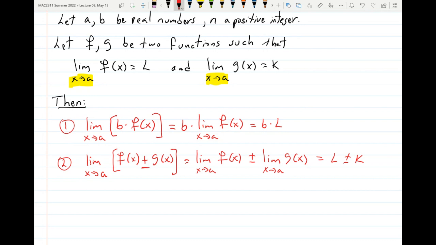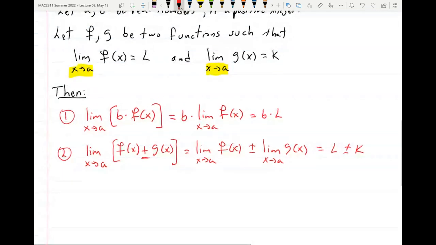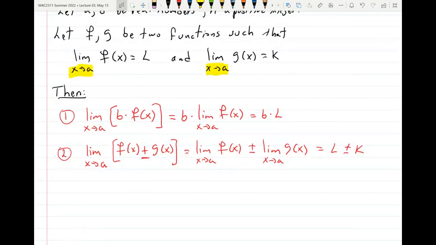Okay, and remember, you can do this because we already know that the individual limits exist. So if the limit of one of the functions does not exist, you cannot play this game. You cannot separate the two limits. We can do that just because we know that the limit of f exists and is equal to L, and the limit of g exists and is equal to K. If one of them does not exist, you cannot use this property.